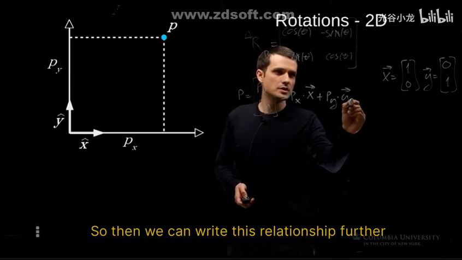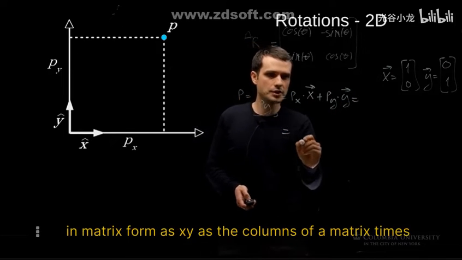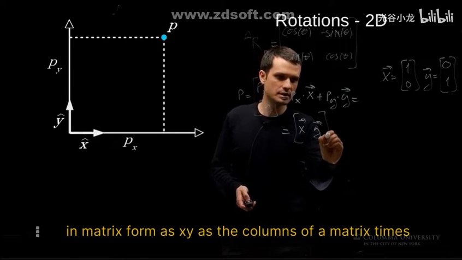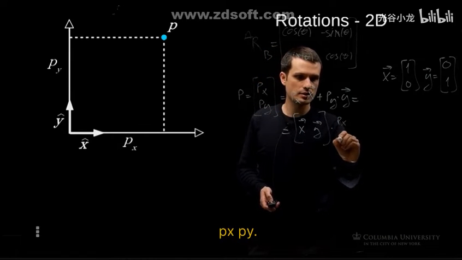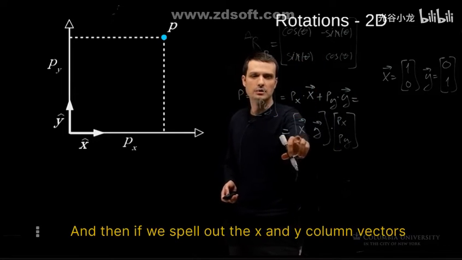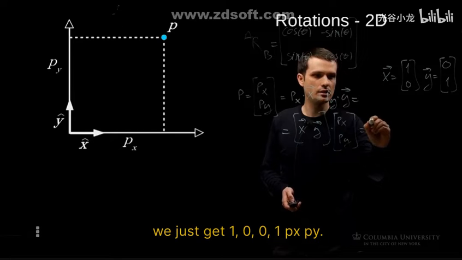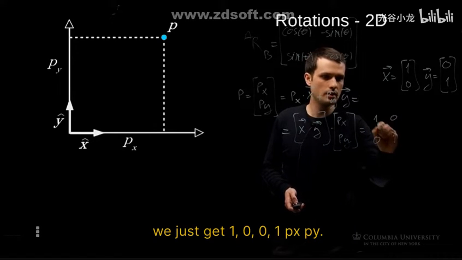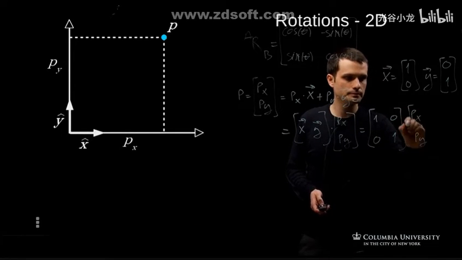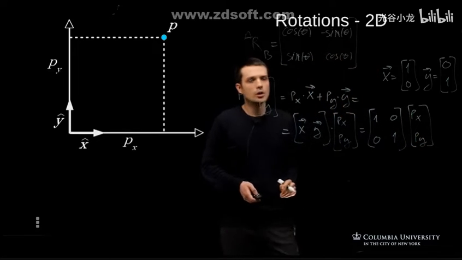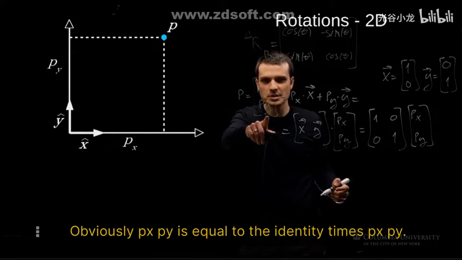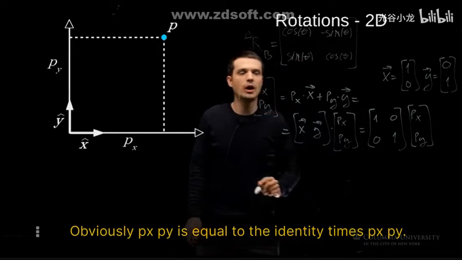So then we can write this relationship further in matrix form as x, y as the columns of a matrix times px, py. And then if we spell out the x and y column vectors, we just get 1, 0, 0, 1, times px, py. Why did we go through all that trouble just to spell out the identity, right? Obviously, px, py is equal to the identity times px, py.